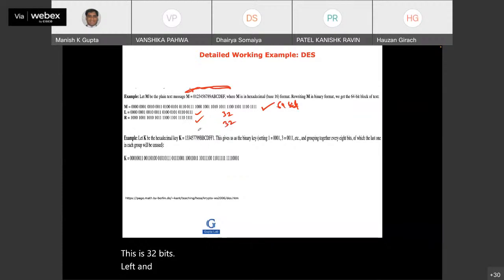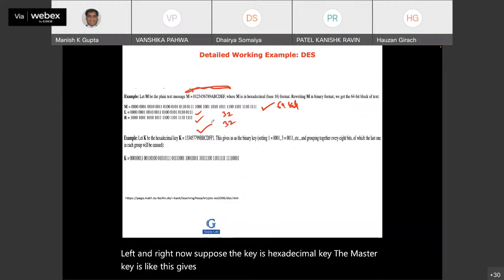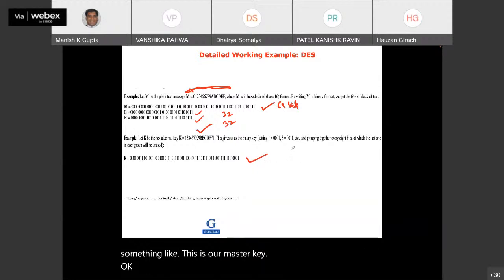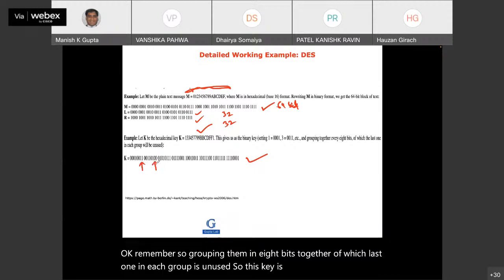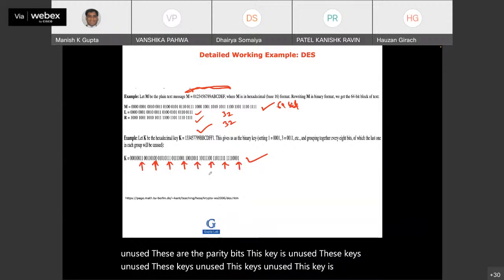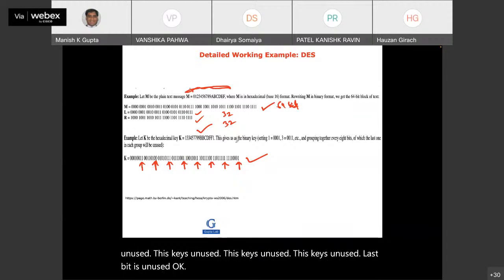Now suppose the master key is a hexadecimal key like this. This gives us a binary key. The binary expansion is something like this. This is our master key. Remember, grouping them in 8 bits together, the last bit in each group is unused. These are the parity bits. So this comes to the binary key like this.